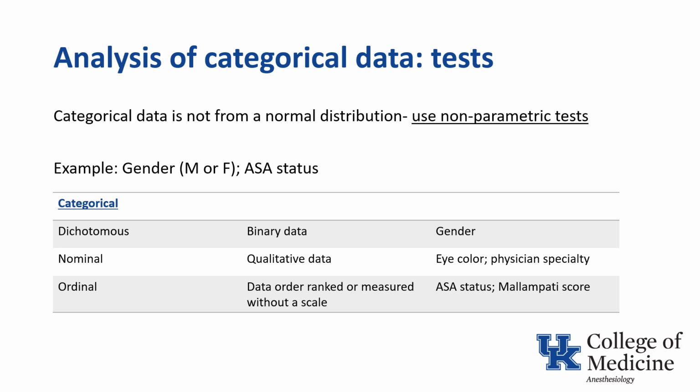Categorical data, as we discussed in the previous slide, does not follow a normal distribution. We talked about an example of gender and ASA status already. Hence, in these data sets, we need to use non-parametric tests. And remember that categorical data is subdivided into dichotomous data, nominal data, or ordinal data.